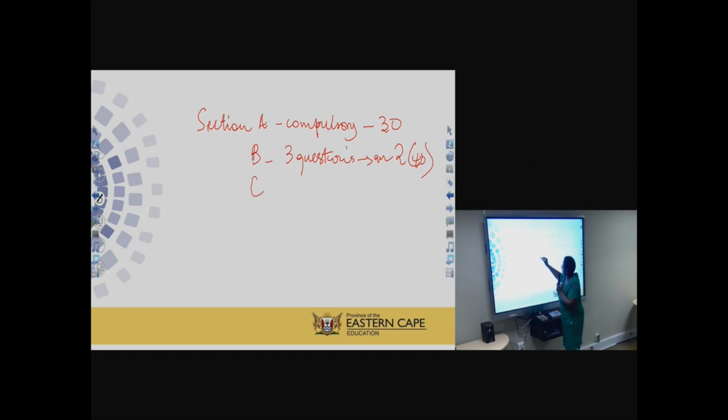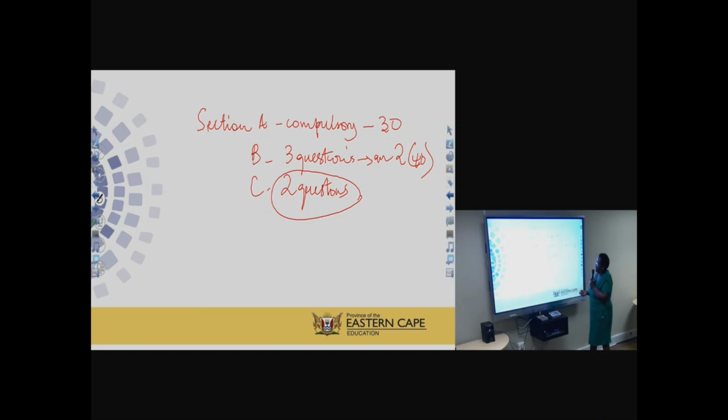Then with section C, you will have 2 questions. Remember, with this paper 1, the quality of performance is under business operations. You have business operations as human resource and also quality of performance. It means you will have 2 essay questions from quality of performance and also human resource.